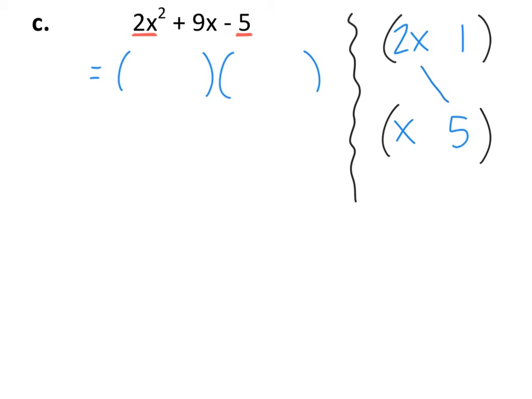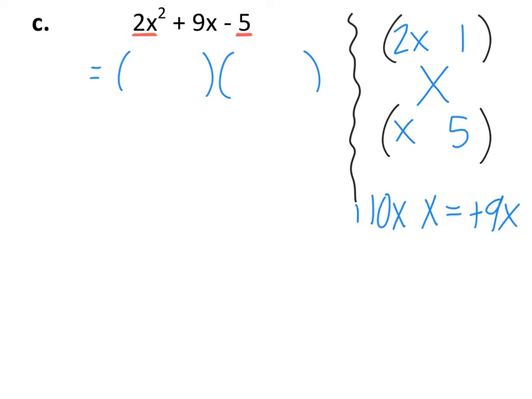Next we insert a cross here and multiply along the lines of the cross. So 2x times 5 gives us 10x and x times 1 gives us x. So these two things have to combine to give us the term in the middle, plus 9x, and the sign is important here. So what we want to do now is put a sign in front of the 10x and in front of the x so that they combine by adding or subtracting to give us positive 9x.